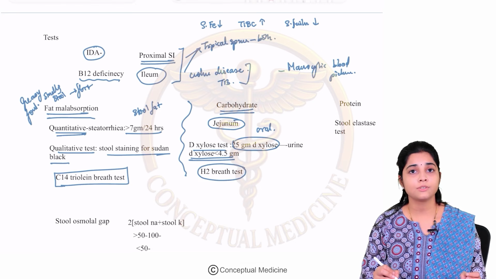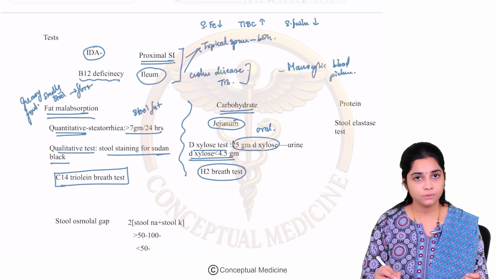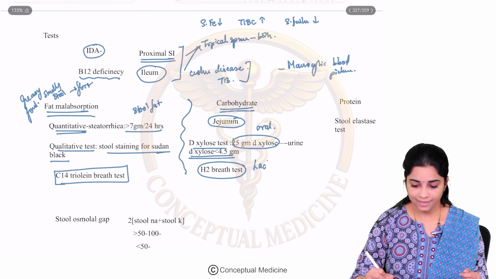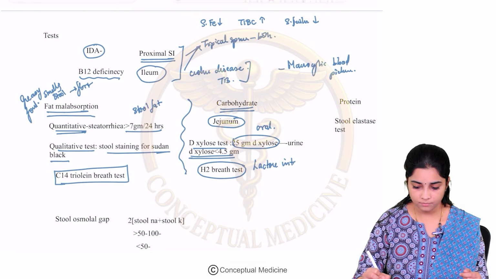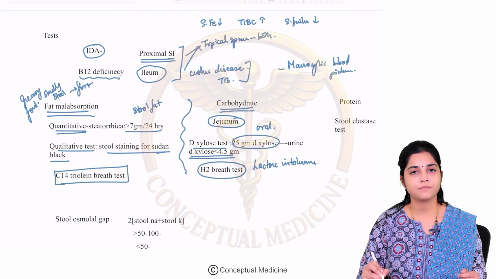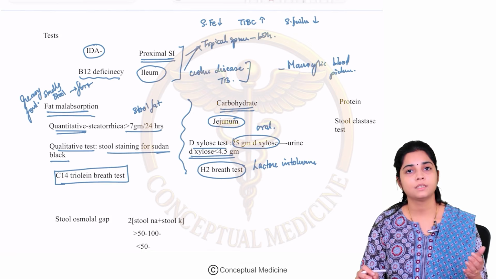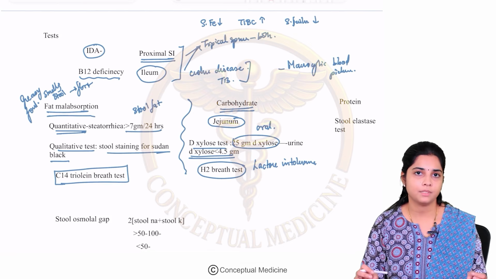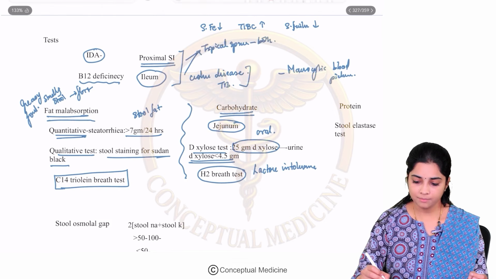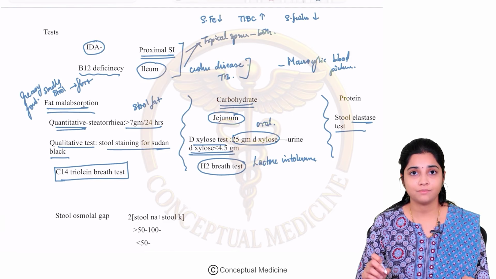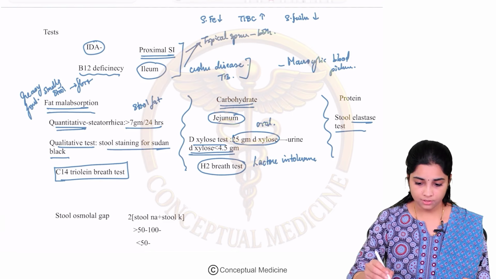The next test that we do is a hydrogen breath test. We basically use it for finding lactose intolerance. In patients where there is lactose intolerance, we use a hydrogen breath test. An analyzer is used and it is reported in terms of parts per million. Then for protein malabsorption, the test that is used is your stool elastase test.